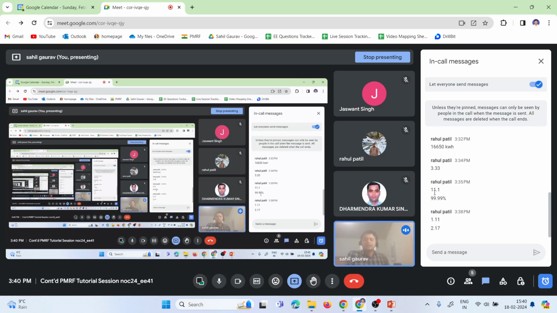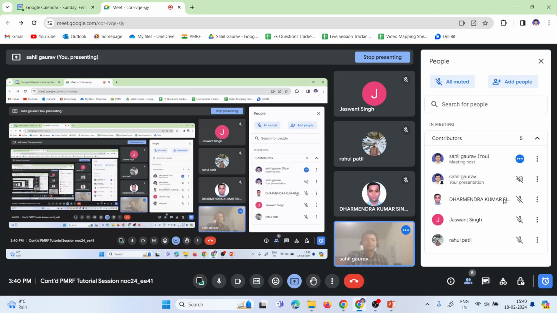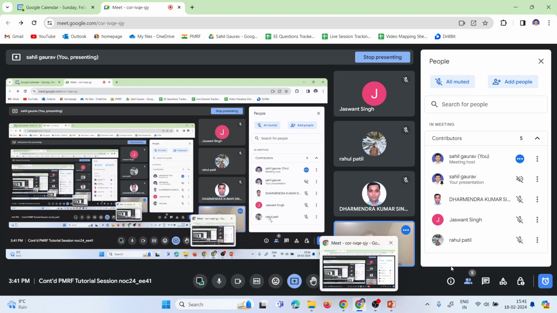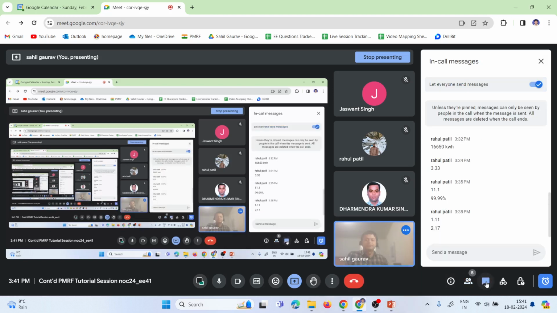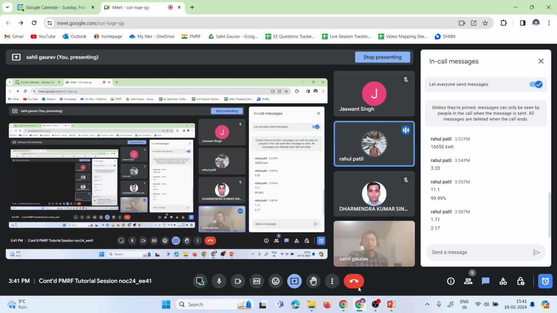So any doubt till here? I think today we are able to finish before time. Dharmender, Rahul, just one thing. We are having 3 attendees. Any doubt till here? No, sir.